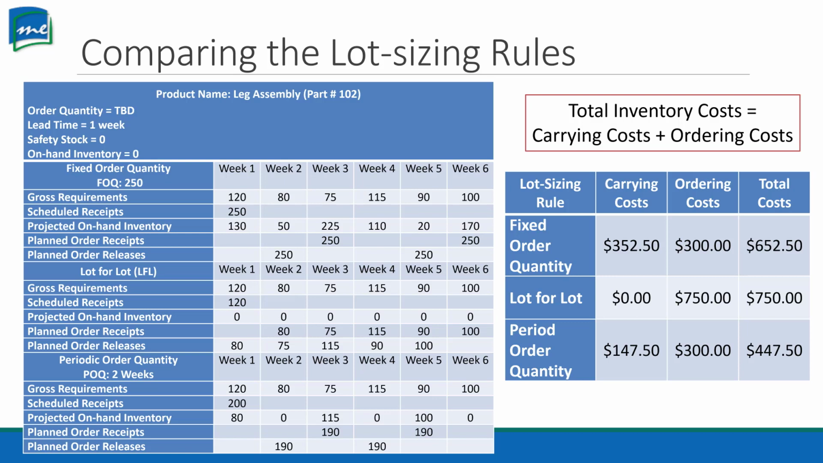So when we look at lot sizing or placing an order, we can look at this example here, a leg assembly, and we've already gone over the master requirements schedule. So we can see what we need here. So we have a fixed order quantity, then we have a lot for lot, and then we have a periodic order quantity on the screen here, if you look at the big chart.